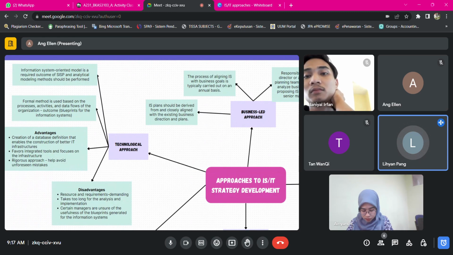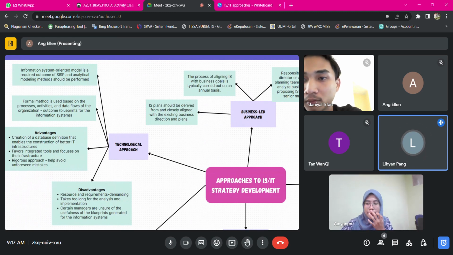However, it is very resource and requirements demanding compared to other approaches, and it takes too long for the analysis and implementation stage, and some managers are not sure of the usefulness of the blueprint generated for the information system.